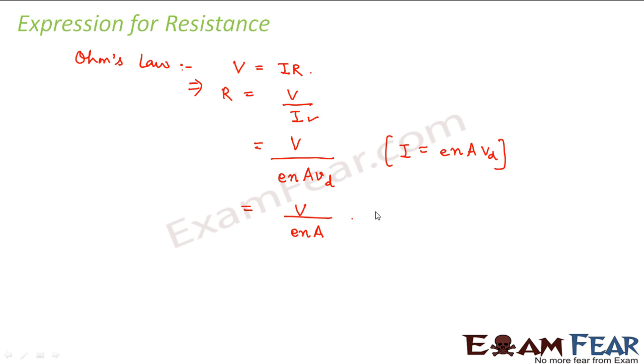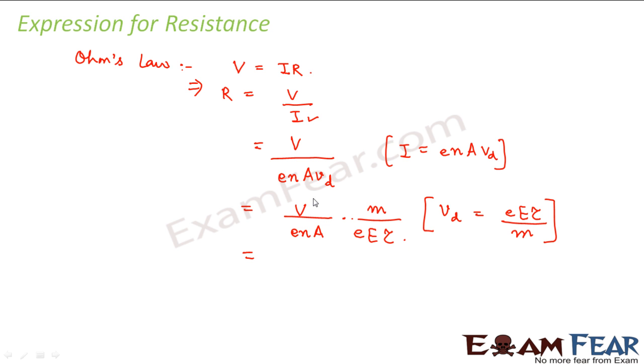What is VD? We have also calculated the expression for VD. What was drift velocity? Drift velocity was equal to E tau divided by m. This was the value of drift velocity. So if we put this value, we get V into m divided by E tau. Right? So this is the value of drift velocity.